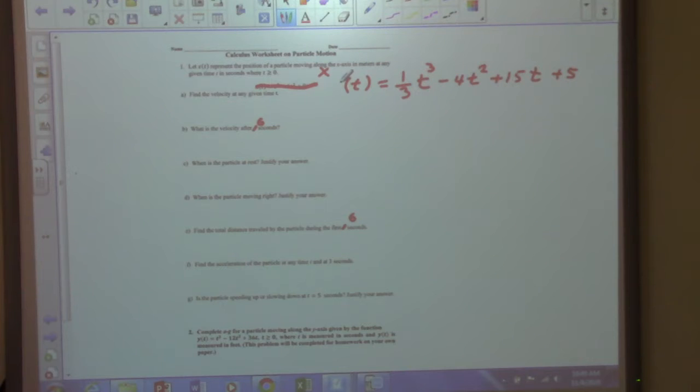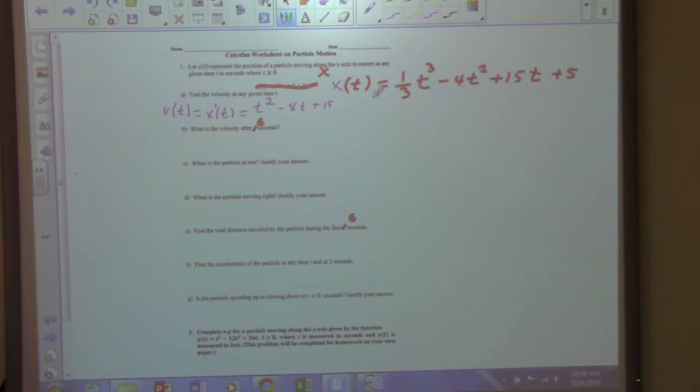So what we have is x of t equals this here. So velocity of t is the same as x prime of t, which is t squared minus 8t plus 15. That's what I got.